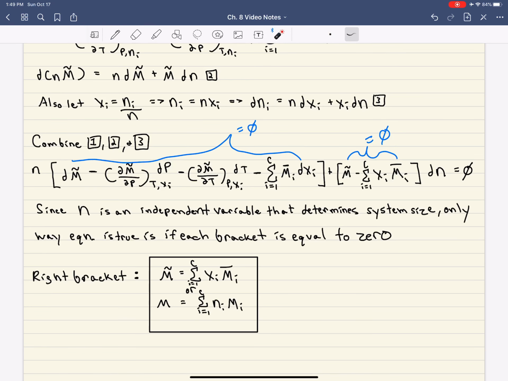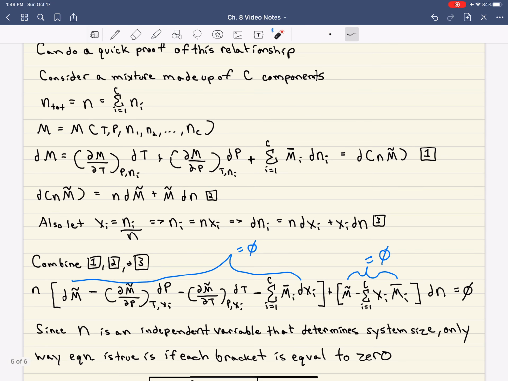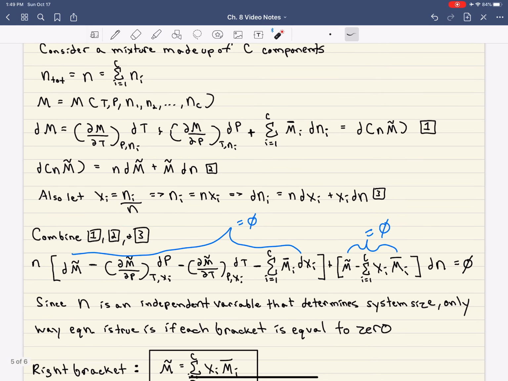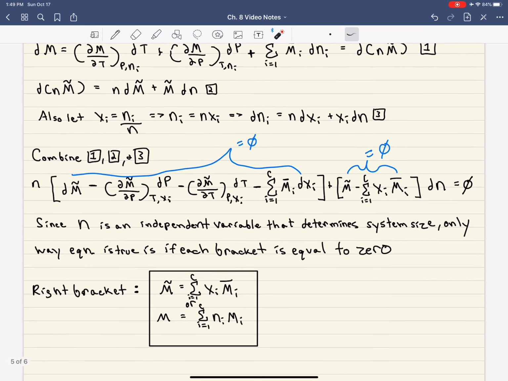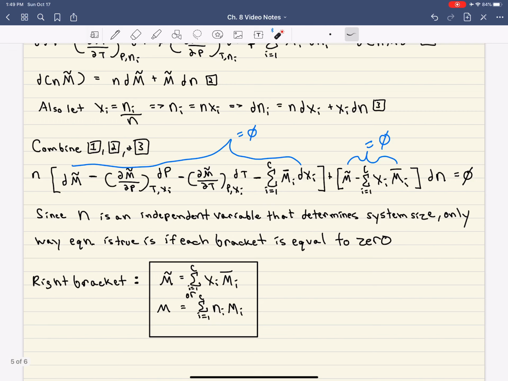So by taking the total derivative of M with respect to temperature, pressure, and all the molar components that make up the system, we were able to show that the total molar property of a system is just going to be equal, there should be a bar here, to the sum of the moles of a species times its partial molar quantity. Okay? Alright, so that's what we showed with this right bracket.